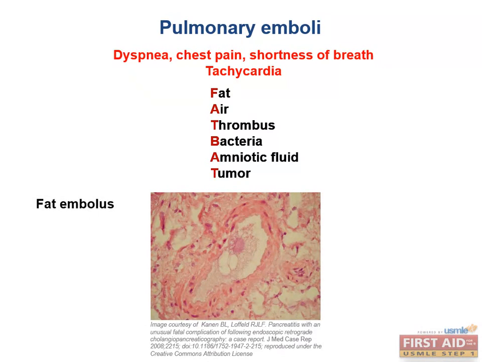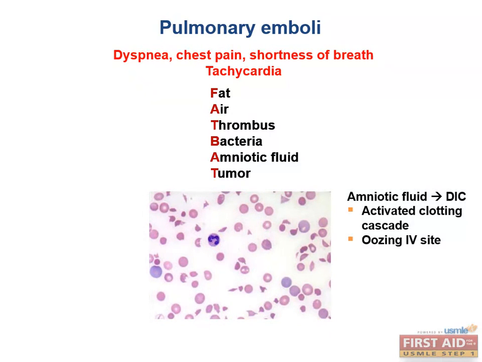This is an H&E stain of a blood vessel in the lung. The patient died of a massive fat embolism after an ERCP that resulted in pancreatitis. If a woman presents just after delivering a baby with a stroke and shortness of breath, what should you be thinking? Amniotic fluid emboli, which in addition to PE can also lead to stroke, an anaphylactoid reaction, and also DIC. What is DIC again?